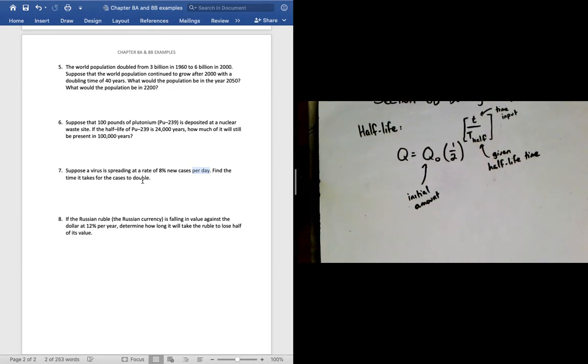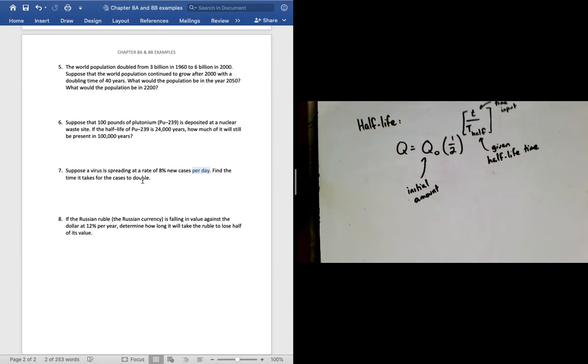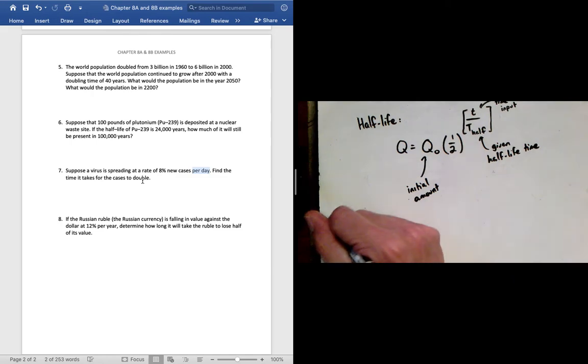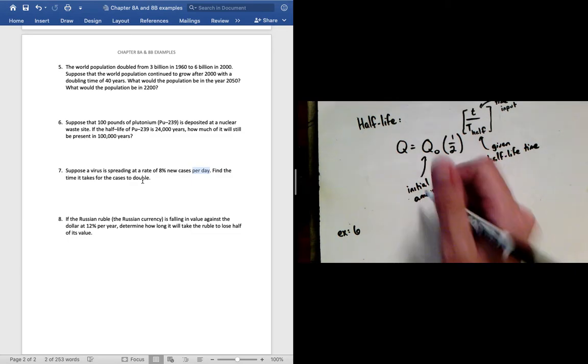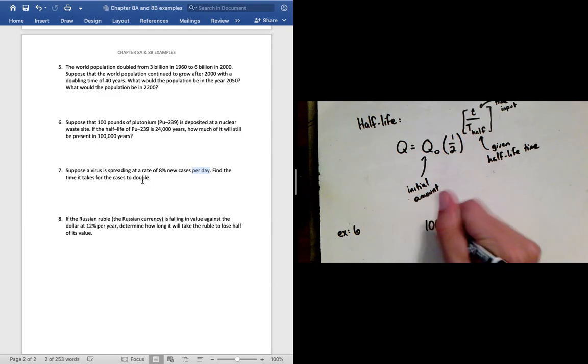So now that we have a nice formula, looks very familiar to our doubling time formula, we can do example 6. Sorry for jumping around. Example 6 says, suppose that 100 pounds of plutonium-239 is deposited at a nuclear waste site. If the half-life of plutonium-239 is 24,000 years, wow, that's a long time, how much of it will still be present in 100,000 years? So our initial amount is going to be 100.